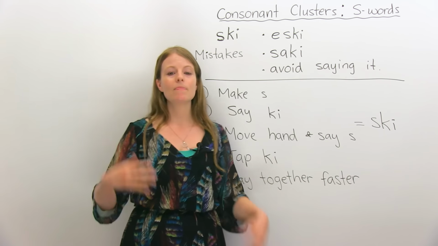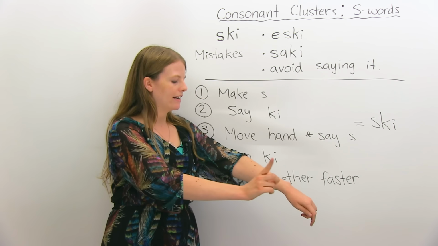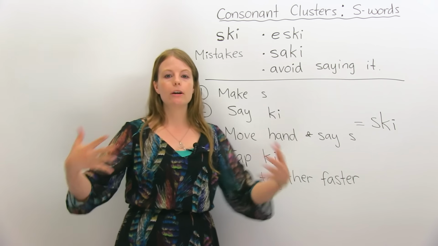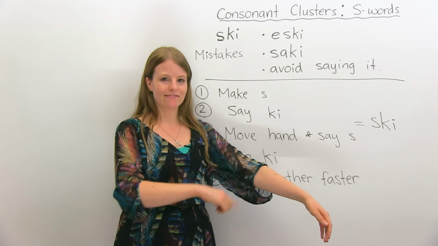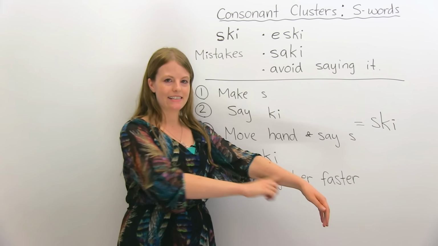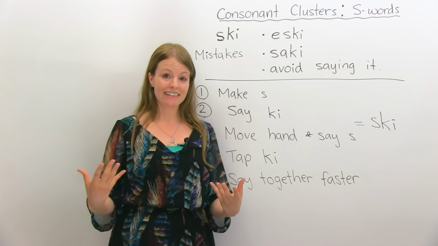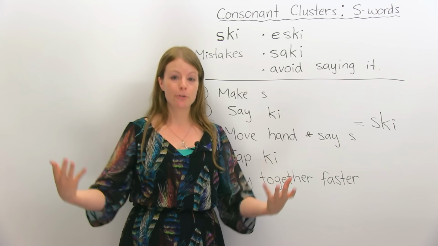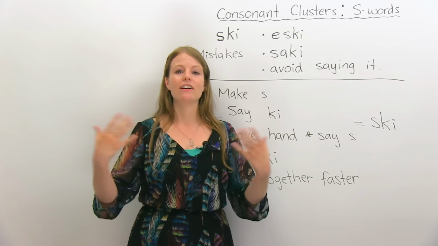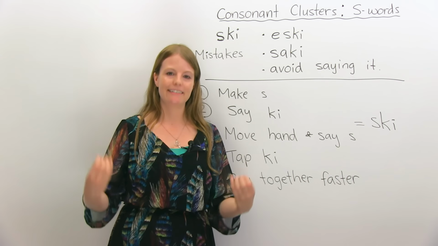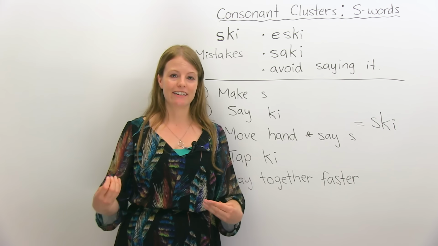Ki. Okay, and now what we're going to do is once you have the S sound and you tap for the ki sound, you can put it together and say it faster and faster. Ski. Ski. Okay? The more you practice this, the easier it gets. Usually you'll start off slow because your tongue in your mouth is doing a lot of different work, but over time you'll get faster and faster at this and it will be easier to pronounce. Okay, so that's my trick on how to pronounce consonant clusters.